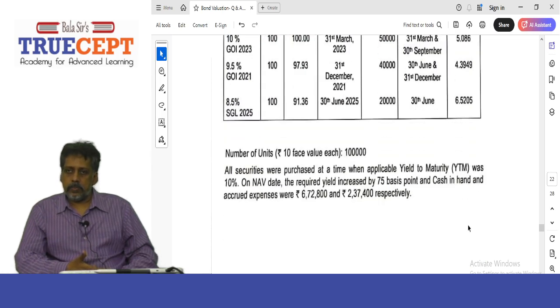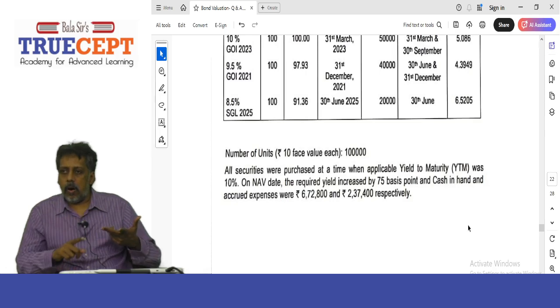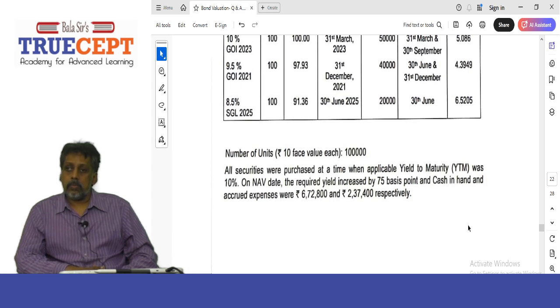The next. Number of units is rupees 10 face value each, 1 lakh. There are 1 lakh units outstanding on the balance sheet of the fund. Next. All securities were purchased at a time when the applicable yield to maturity was 10%. Please remember the YTM is 10%. Always remember the YTM is a per annum YTM. Okay, so 10% is the YTM when all these bonds were purchased.